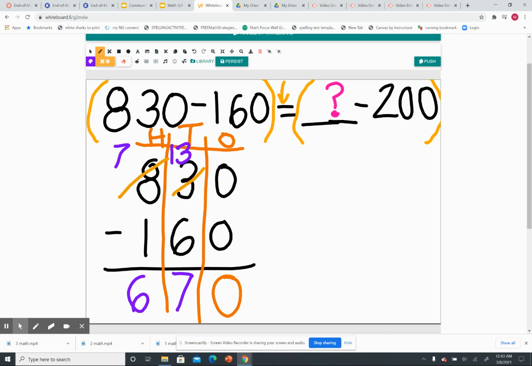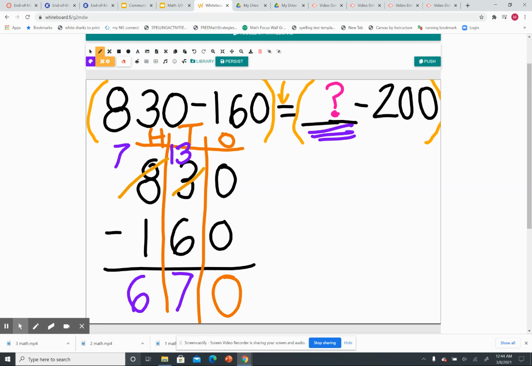Okay, so on the left side, we solved our problem. Now that will help us solve the right. Okay, now we're on the right side. So when I look at this, I see that our whole is missing. But I know these answers are going to somehow end up being equal. How could we solve this? What I would do is take 200 and add it to 670.